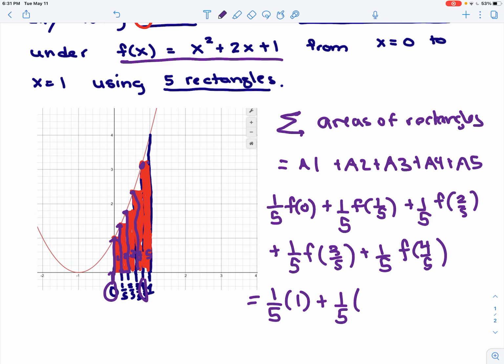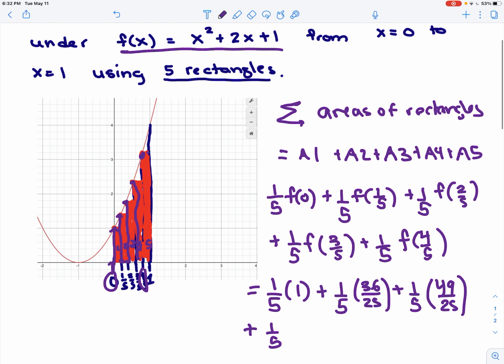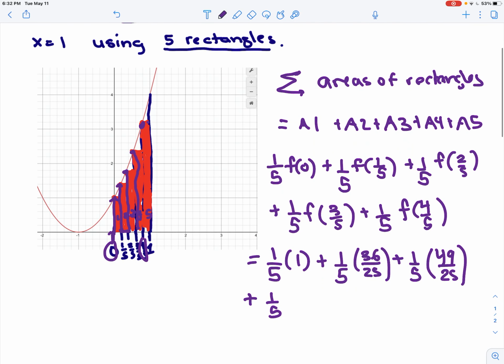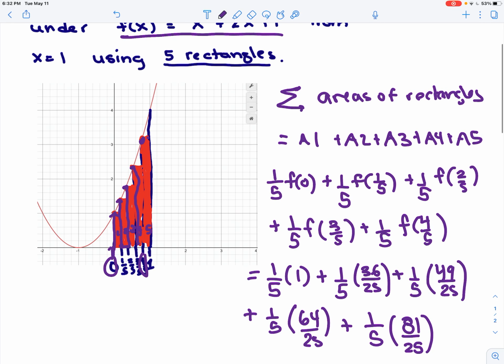So I get 36 over 25 plus 1/5, and then I get 49 over 25, and then plus 1/5, and then if I put 3/5 into x squared plus 2x plus 1, I get 64 over 25, and then if I put 4/5 in, I get 81 over 25.